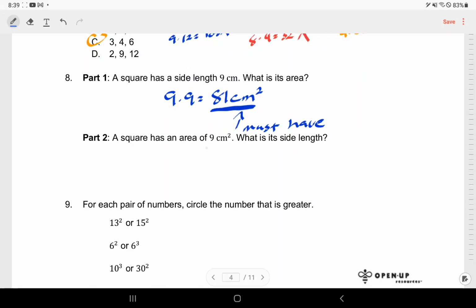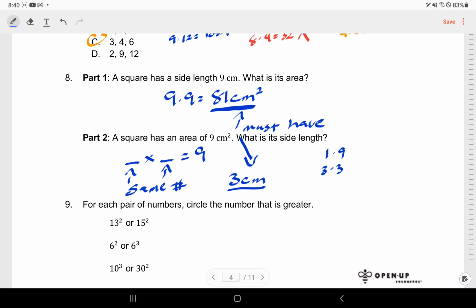And so a square has an area of 9 centimeters squared. So blank times blank equals 9. Same number. So what times itself equals 9? Well, there's 1 times 9 and 3 times 3. Since we want the same number, that's got to be 3. So the answer is 3 centimeters. And again, the centimeters has to be there. Otherwise, it's going to be wrong.